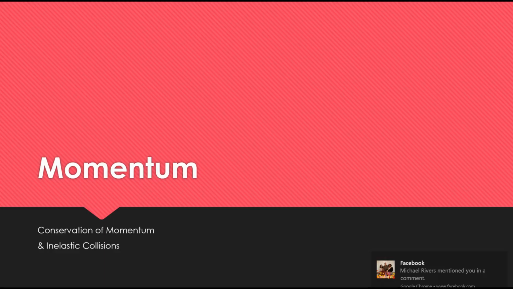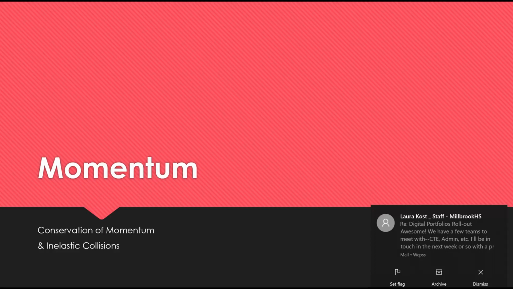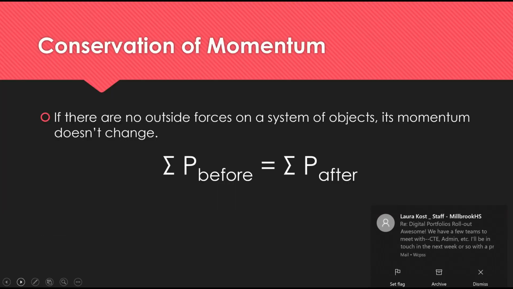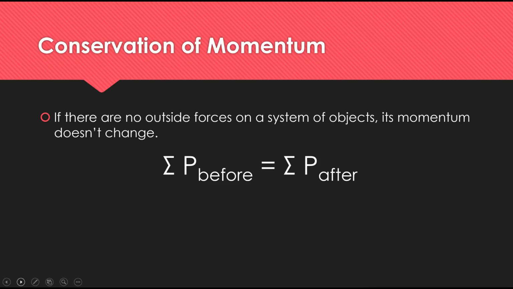Hi guys, today we're going to learn about momentum during a collision. So last time we did a virtual lab and we looked at how if there are no forces from outside the system of objects we're looking at, then momentum stays constant. So if we have two objects undergoing a collision, hitting each other, then the total momentum is going to be the same before the collision and after the collision.